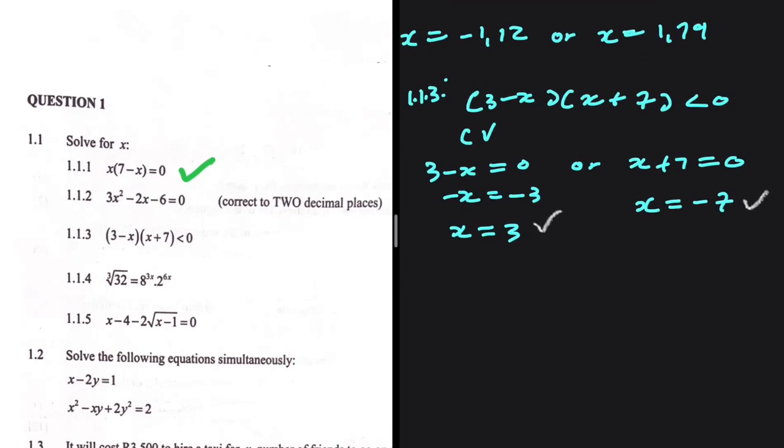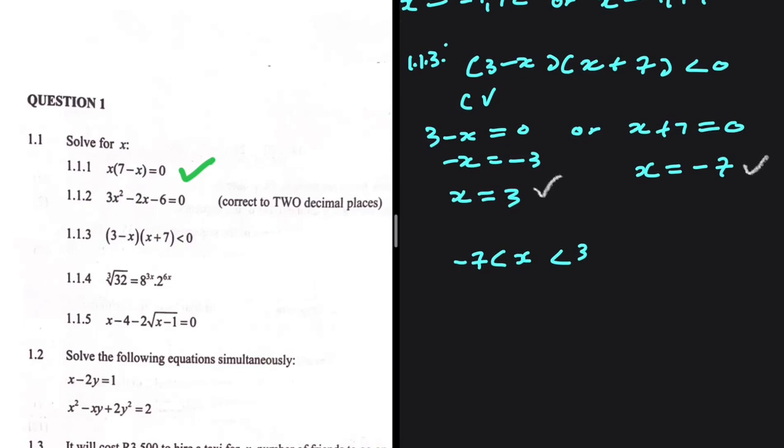So let's see if x lies between 3 and minus 7. If it doesn't lie between 3 and minus 7, then it will lie outside. So how do we then test if it lies between minus 7 and 3? We take a number that is between minus 7 and 3 and substitute it in our inequality. If our inequality holds, then we know that our solutions lie in that range. So between minus 7 and 3, let's take 0. So we're substituting it here.